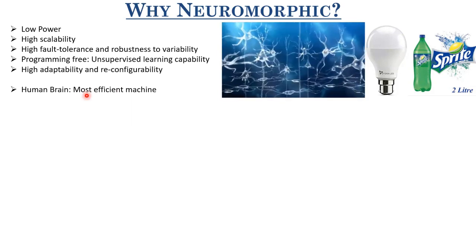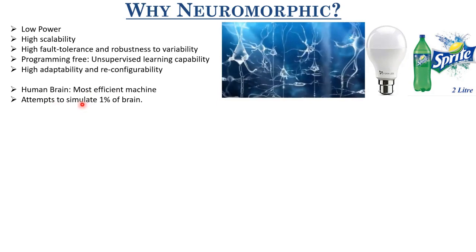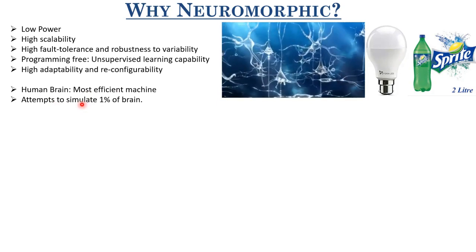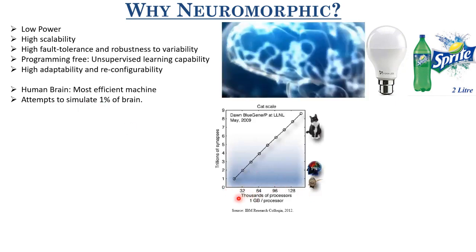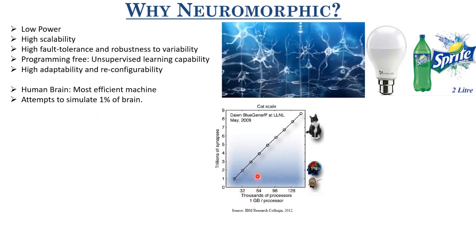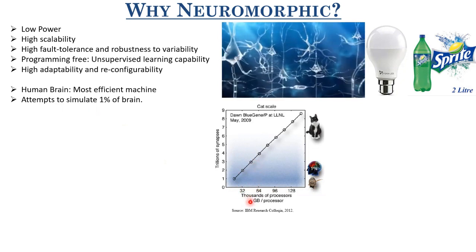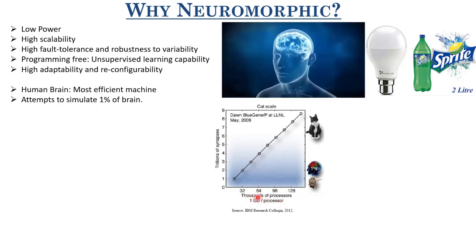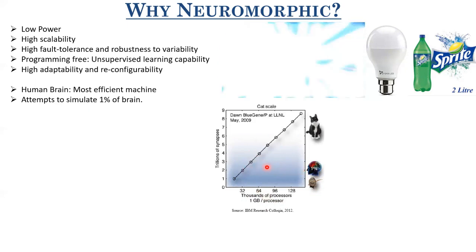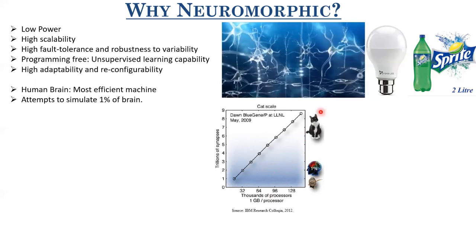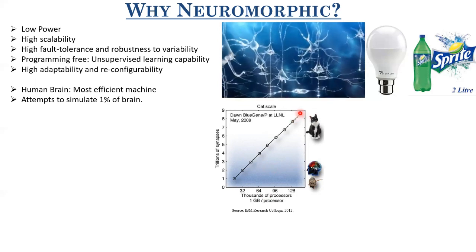One of the first attempts in that direction was from IBM. They attempted to simulate 1% of the human brain. They used IBM's Blue Gene supercomputer, and the capability required to simulate 1% of the brain is shown over here. It required at least 64,000 GB of memory. I mean, 1 GB RAM is required per processor, and the number of processors required was 64,000 to simulate 1% capability of the human brain. And to process the capability of a cat's brain, they required more than 256,000 processors.